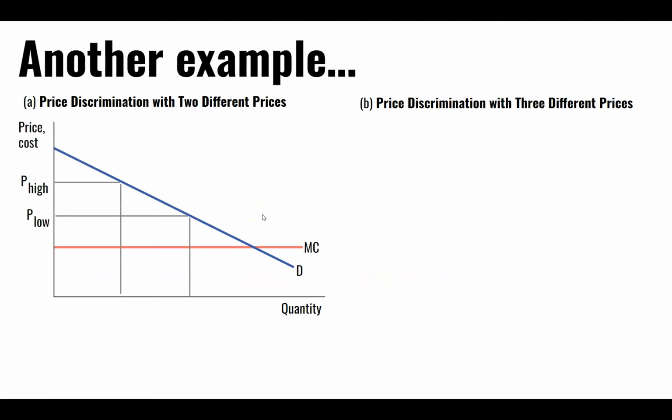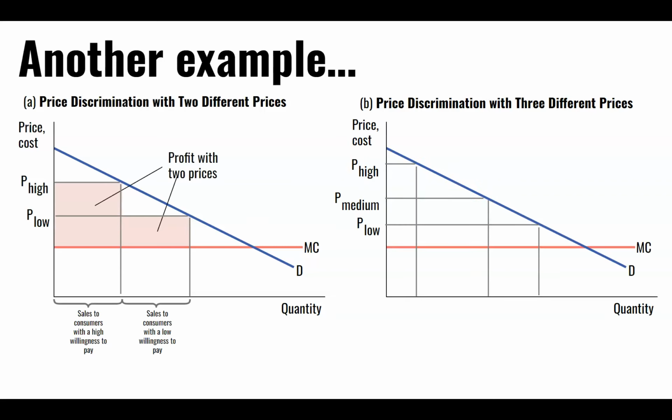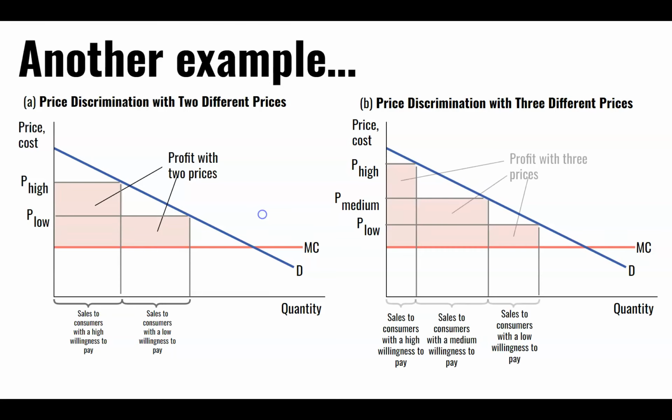It turns out that if I charge 2 different prices, I increase my total profit compared to only charging 1 price. And if I were to create 3 different price areas, I would actually increase my profit more than if I had charged 2 prices. So it turns out that the more price discrimination I can create, the greater my total profits for the firm will be.